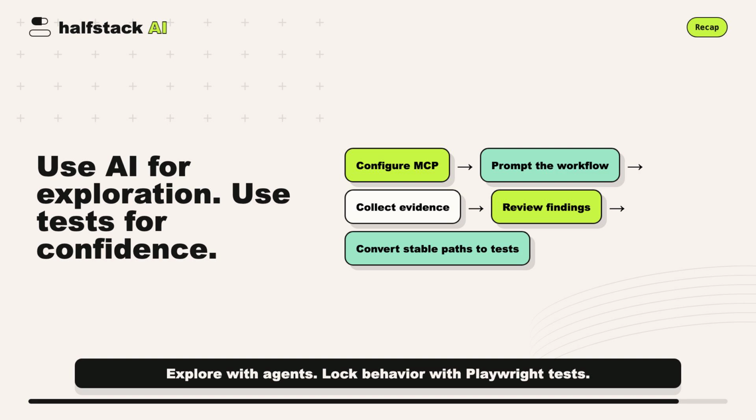Give the agent a constrained testing prompt. Require evidence, steps, observed messages, screenshots, and suggested assertions. Review the output, then convert valuable paths into deterministic Playwright tests. That is the practical balance. AI can help you explore faster, but your release confidence still comes from stable tests, good environments, and human review.